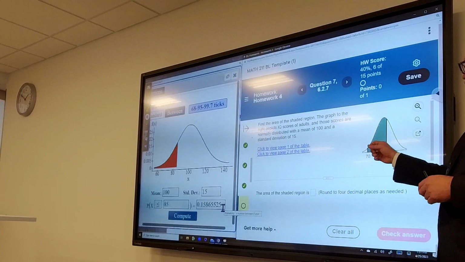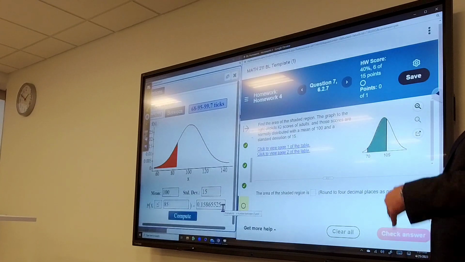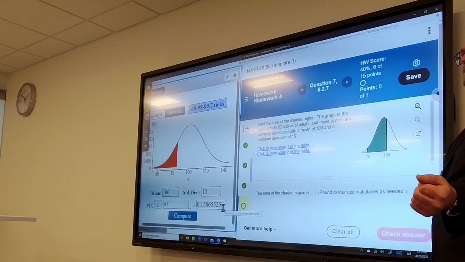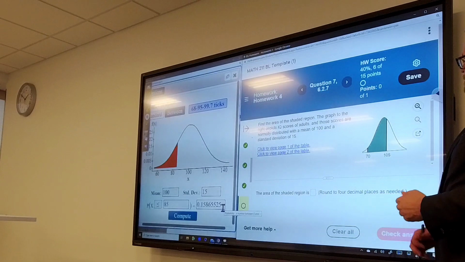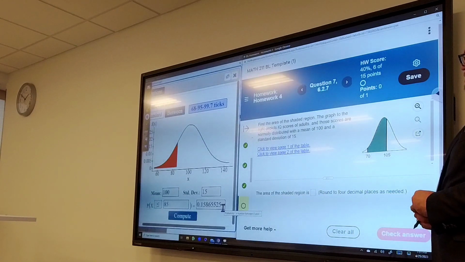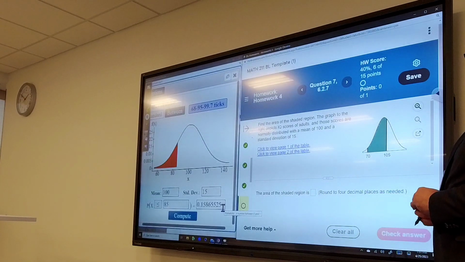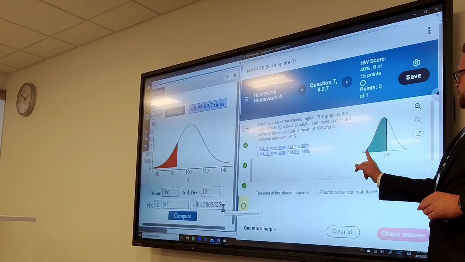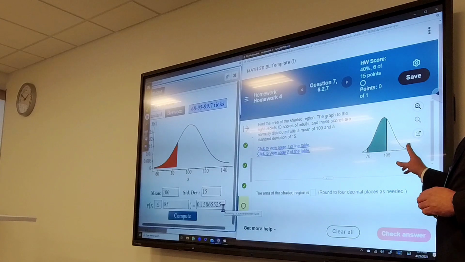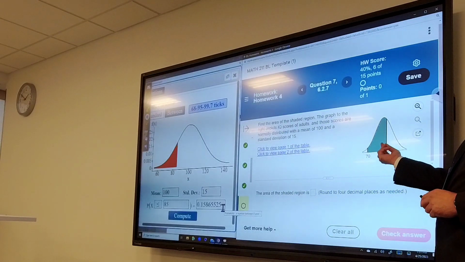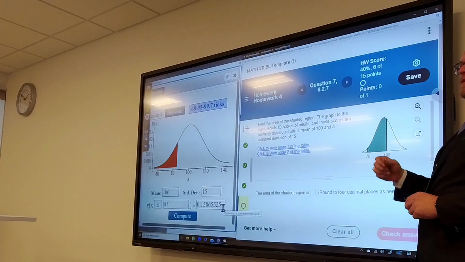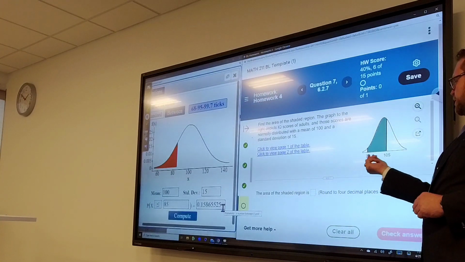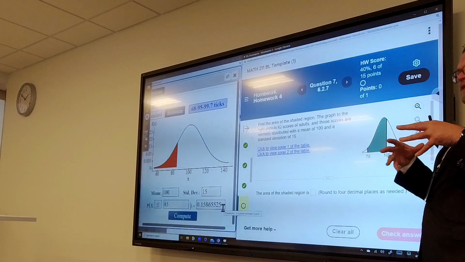Whatever this area is the probability of x less than 70 or x greater than 105. You said it backwards. You said less than 70 or greater than 105. It's really between those two. Yeah, we can just say between. It's got to be a probability of something happening between 70 and 105, but what is that something?